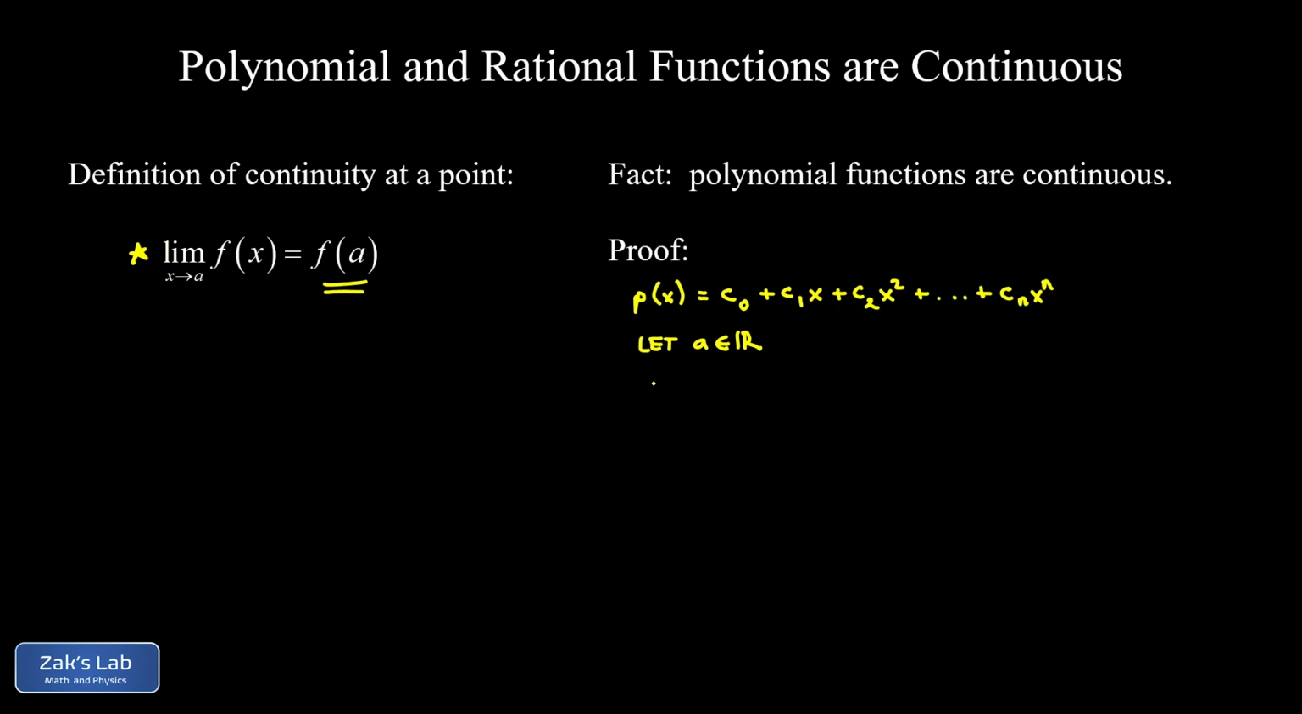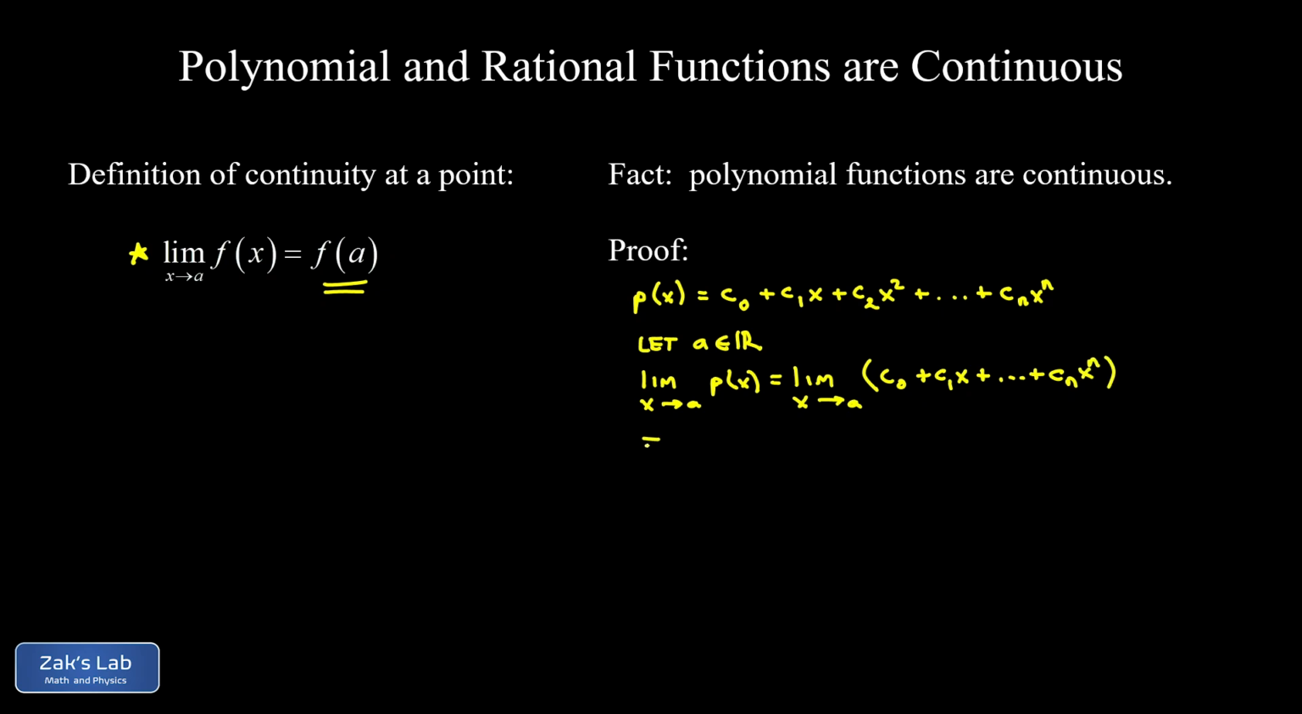And then we start evaluating this limit. So the limit as x goes to a of p of x is the limit of this huge expression, the statement of a general polynomial. So I have c0 plus c1x. I'm going to skip the quadratic term just to keep it a little shorter, but we know we're following the pattern here, and we go all the way up to cn x to the nth power.